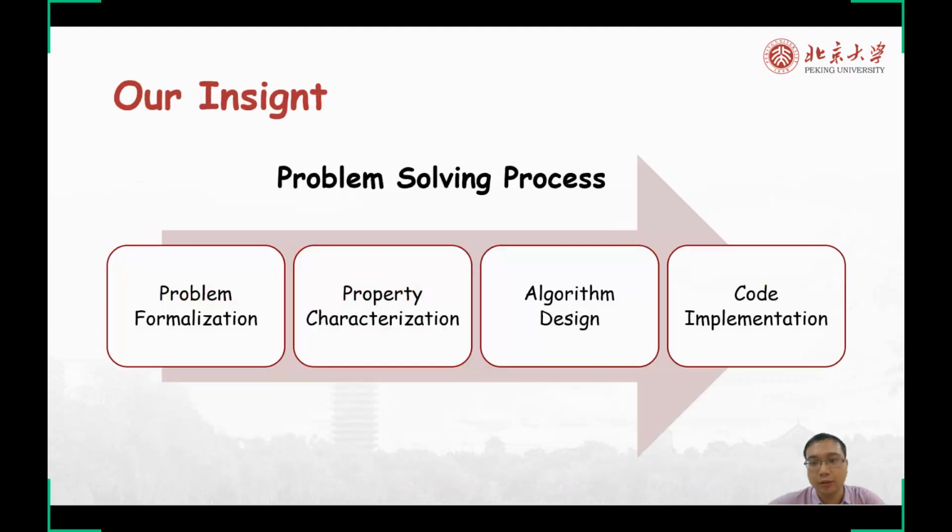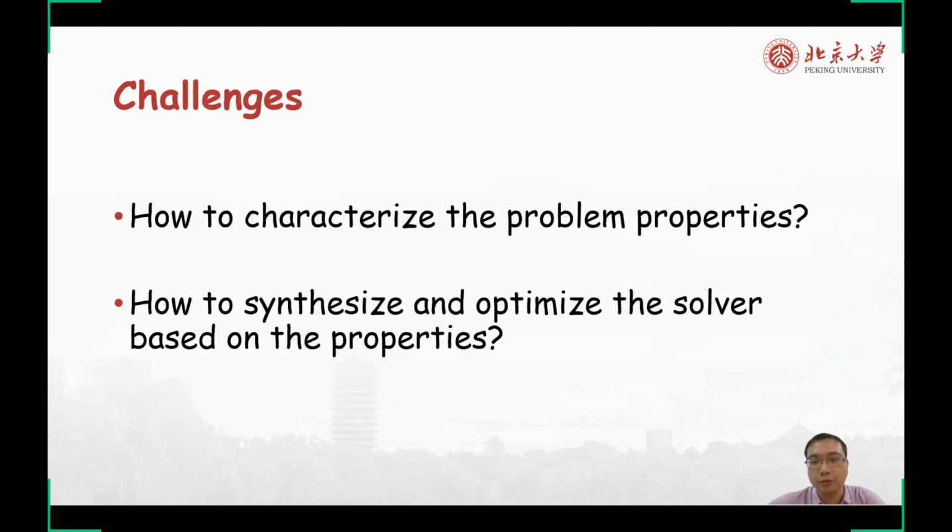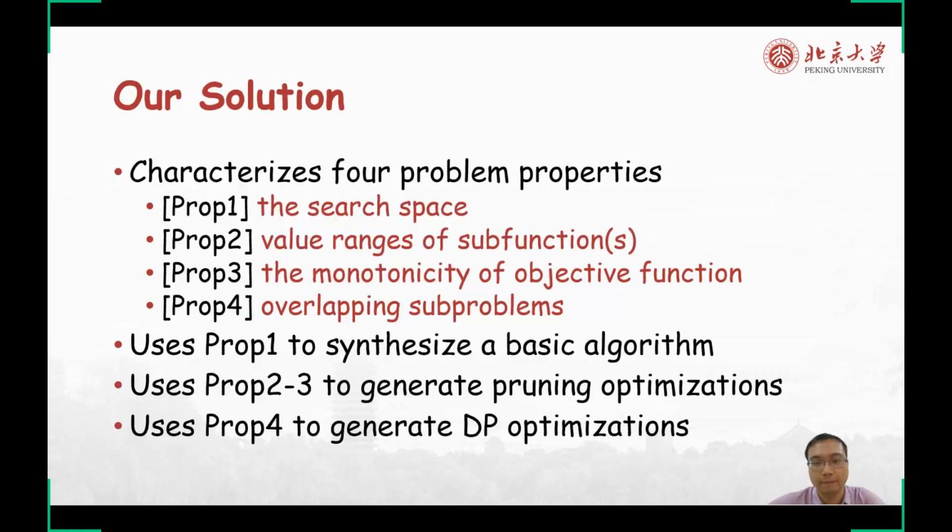To write the code for solving a CP, one should formally model the problem first, then characterize the problem properties, design and optimize a solving algorithm based on the properties, and finally implement the corresponding code. There are 2 major challenges in automating solver generation. First, given a CP, how can we characterize the problem properties? Second, how can we decide which search strategy to adopt and which optimizations to apply based on the properties?